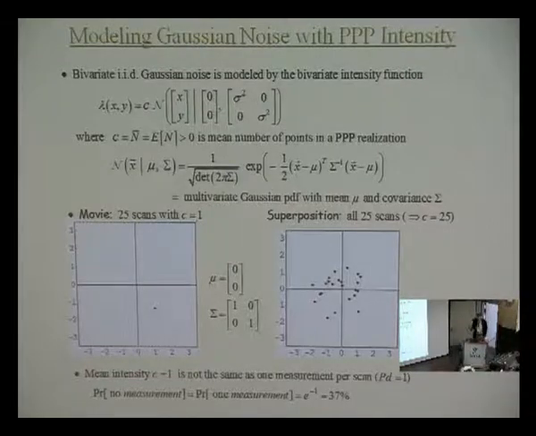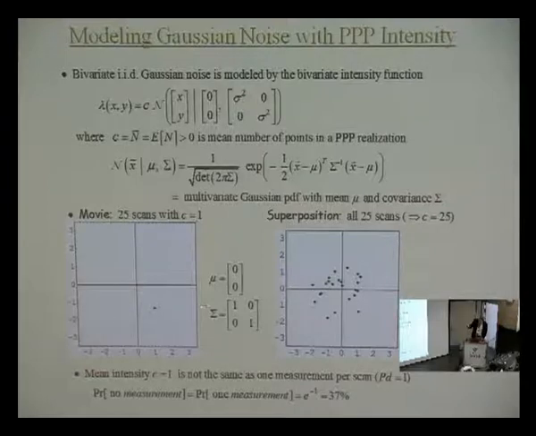I lost it a couple of years ago, too, and I have not bothered to regenerate it. I've apologized in each and every one of these lectures for not having this movie. This movie was supposed to be a sequence of 25 scans, 25 realizations of the target.